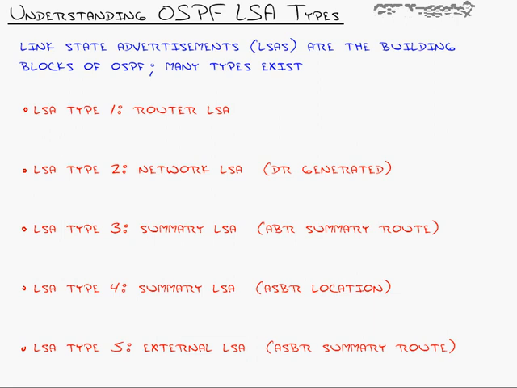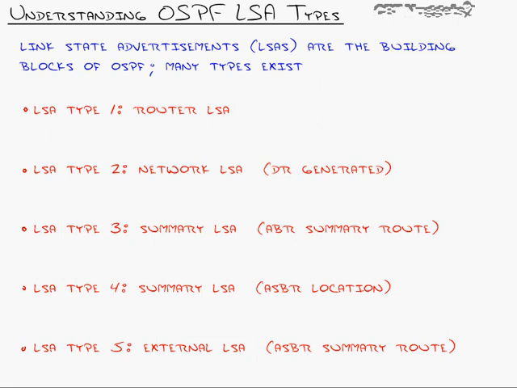This is where you find out there are many types of LSAs that exist in OSPF. And I define them as the building blocks of OSPF. They help build that topology table. And many types exist. Now, I have 5 of them on the screen. These are the 5 most common LSA types that exist in OSPF, but there are actually 11 of them out there. We're only going to talk about, well, 6 of them as we go throughout here.